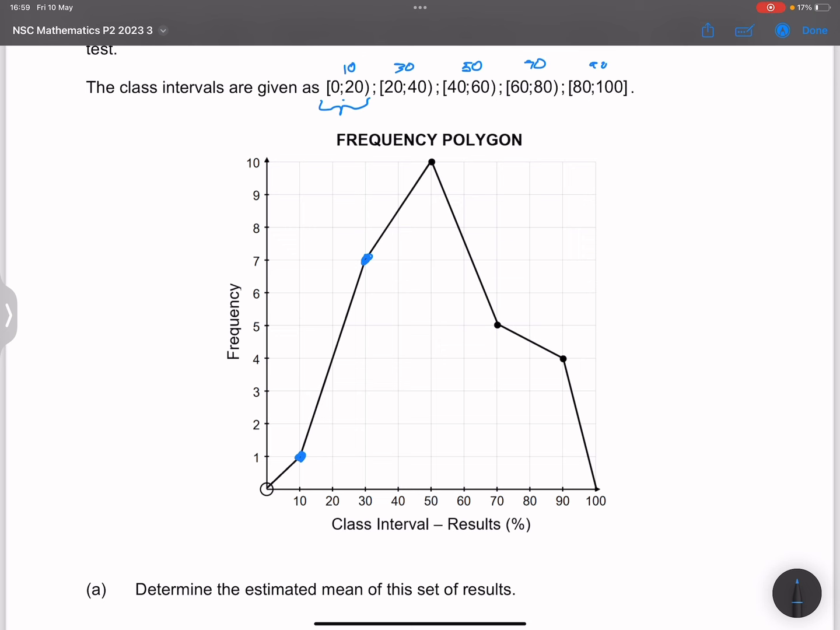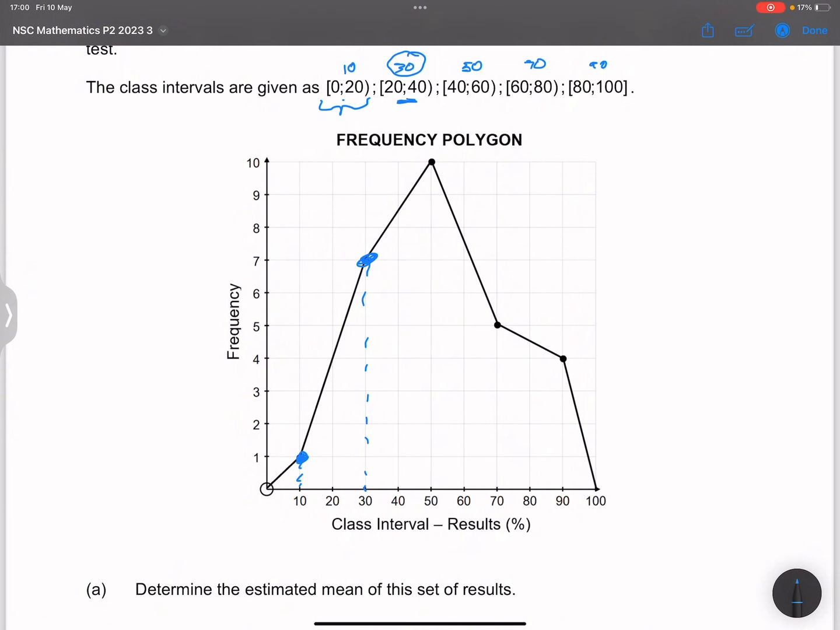Okay, so those are the values that I am given over there. Now it tells me that in the interval 0 to 20, my frequency would have been 1. In the interval 0 to 40, I'll read it at 30, and my frequency there would have been 7. So that's how you read this graph.